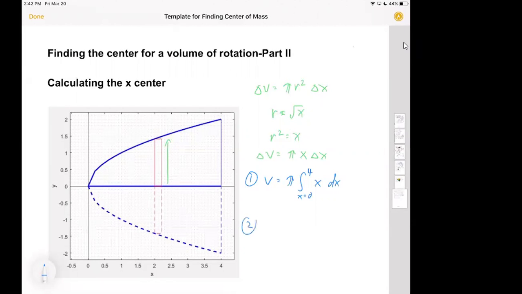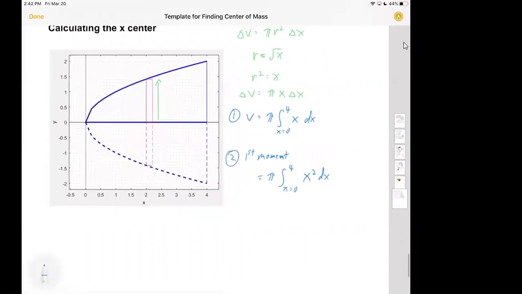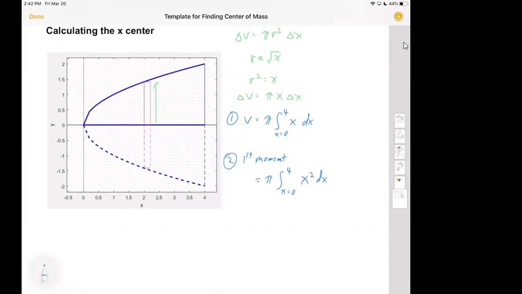The second thing we need to do is get the first moment of the volume about the x-axis. So the first moment integral would be given by the volume integral with an extra factor of x, so it would simply be x squared dx. Now we can go ahead and evaluate those two integrals, and their ratio will end up giving us where the x center of mass is.